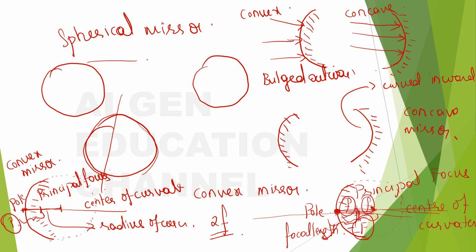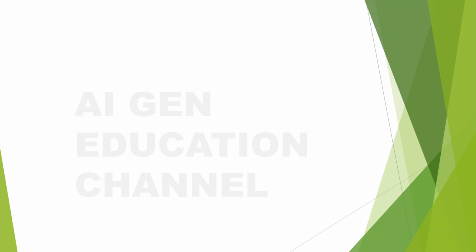The length between pole and principal focus is called the focal length, right? Focal length f, and so this will be 2f. Now, in similar terms, we will see all these in a concave mirror too. So how will the concave mirror be? You all know that it will be like this, right?